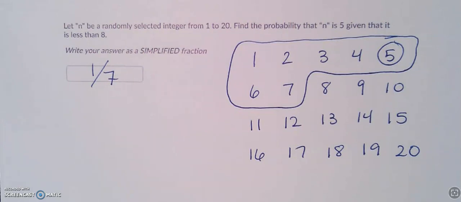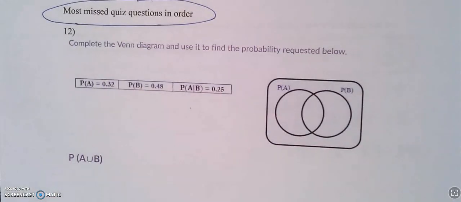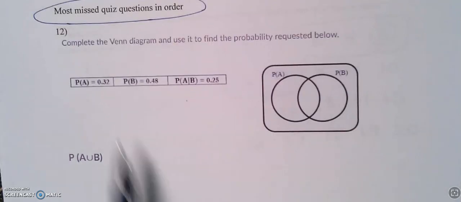Our special little Venn diagram problems here. Let's go ahead and look at these. All right, so these are Venn diagrams where we're not trying to put the whole sample space in the Venn diagram. We're trying to put the probabilities representing the sample space in the Venn diagram.